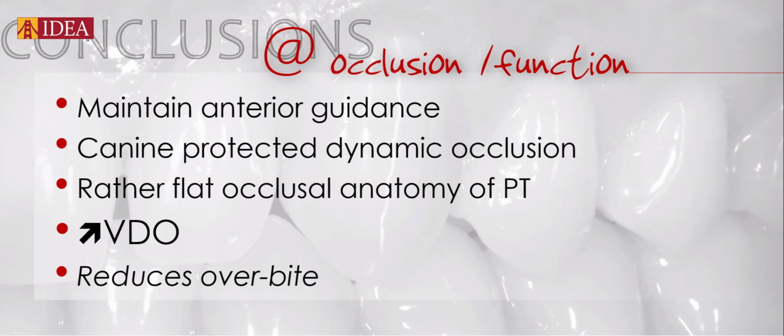So we like to maintain anterior guidance. If you work with composite, canine protected dynamic occlusion is a key factor because composite doesn't like shear and tensile stresses so much. So if you reduce those stresses on your posterior teeth, that will increase their longevity and reduce the risk of chipping and wear. Of course, we need to create a decently flat anatomy so that you avoid lateral interferences. And anyway, every time we increase the VDO, we will reduce the overbite. So it will also reduce stresses on your anterior restorations.